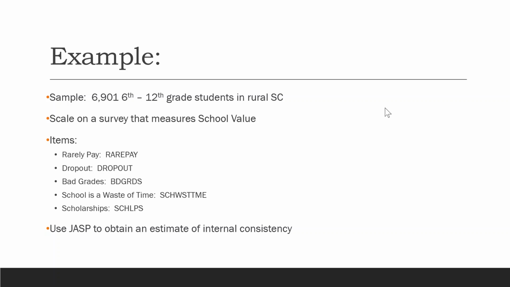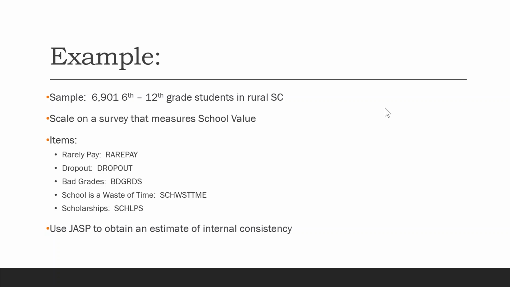but I have an example here. In this example, we have 6,901 6th to 12th grade students who have been surveyed. These students have been surveyed at rural school districts in South Carolina. And so there's a lot of items. You'll see the actual data set in our Blackboard course. But there are a few items that make up a scale that measures the construct known as school value.